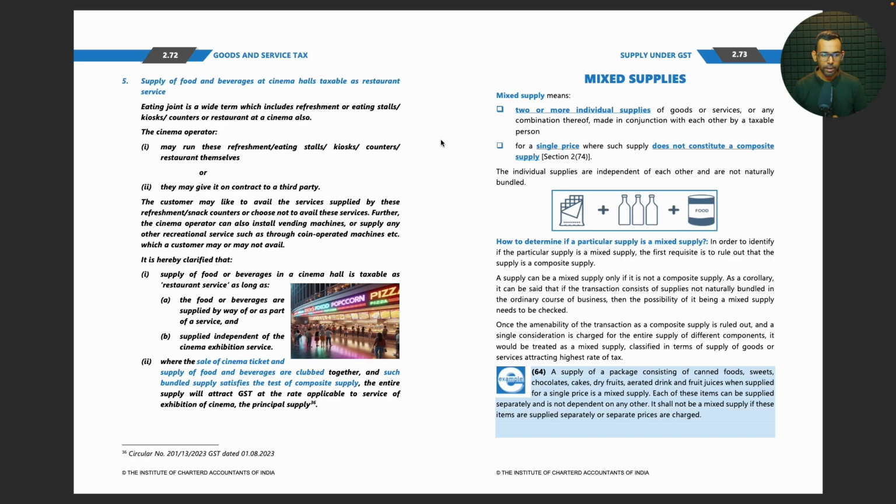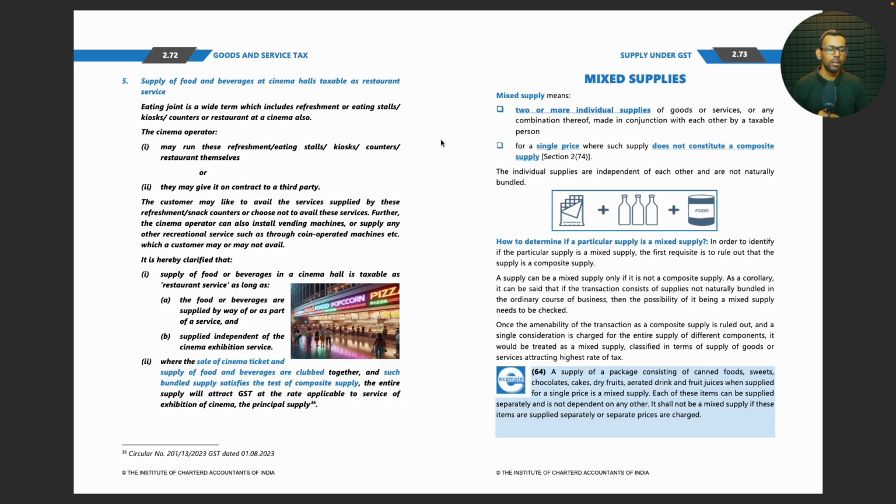It is hereby clarified that... so the thing is, in a cinema hall there will be a canteen, refreshment center where you can go and order food and everything, get popcorn and cool drinks. So that is one thing. And then you also have a small video game shop or some weighing machine, something like Daily Fortune, something like that.